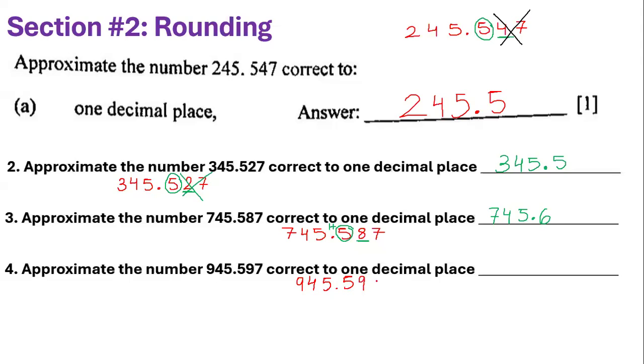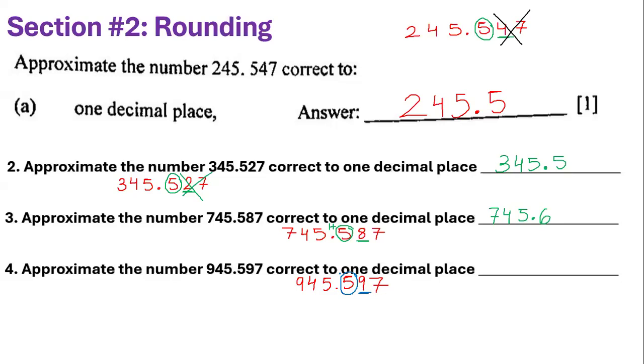97. So what are we going to do here? We're going to underline the 9 first. Circle the 5. Why are we circling the 5? Because we're moving it one decimal spot. It's one decimal space. And then we underline the 9. Is 9 greater than 5 or less than 5? Greater than 5.